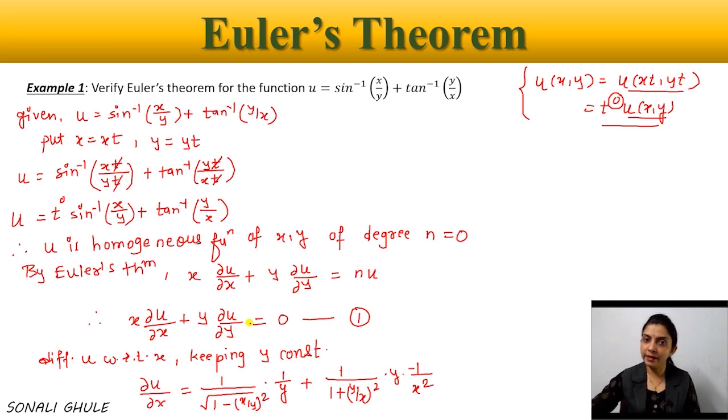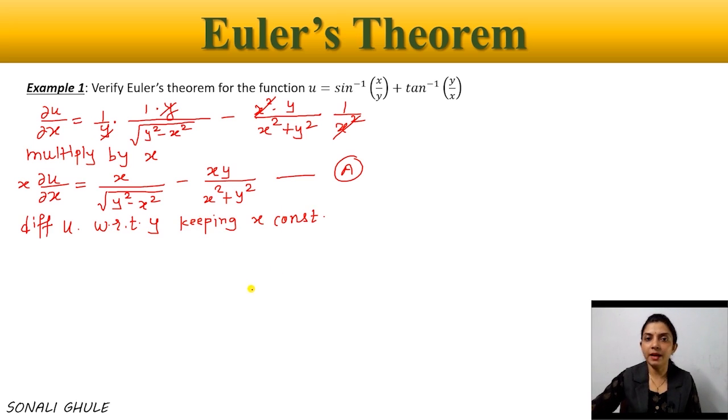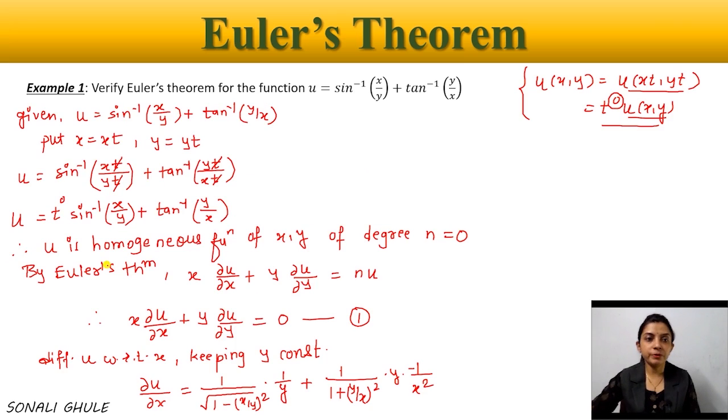So what I have to do? Definitely I have to differentiate u with respect to y, keeping x constant this time. So what will be the derivative of u with respect to y? That will be a partial derivative. And what is your u? Sin inverse x upon y plus tan inverse y upon x. Differentiate this with respect to y now.